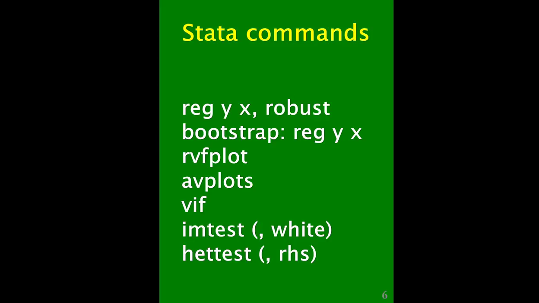These are the data commands you'll come across. Regression now with an extra option called robust. Bootstrap, it's also something else that you can put in front of the actual regression. Different kinds of plots. VIF stands for variance inflation factors, and different kinds of tests that we need for our assumption check. So a relatively wide set of new commands here, all related to the assumption check.